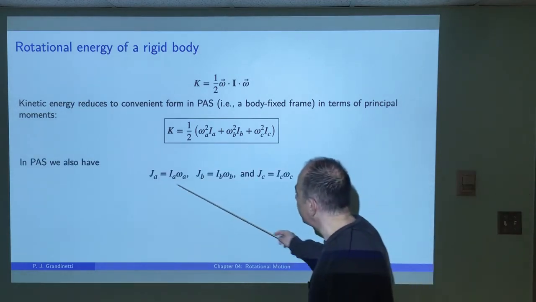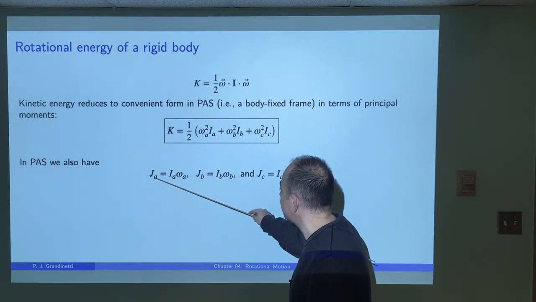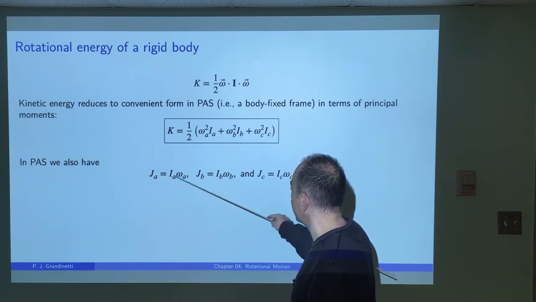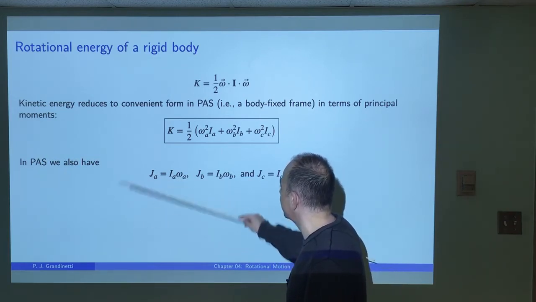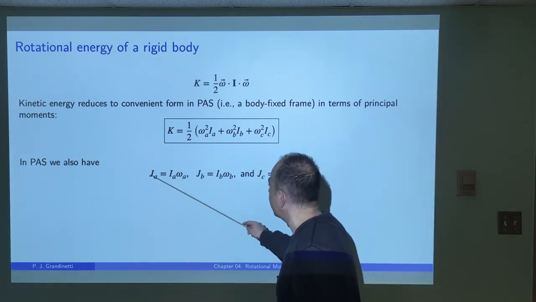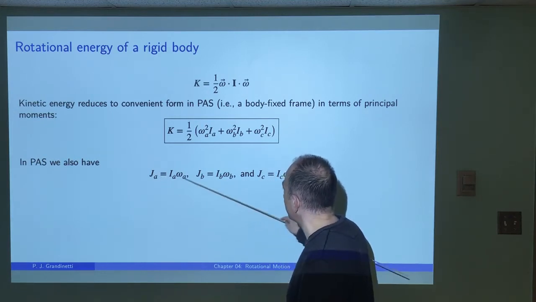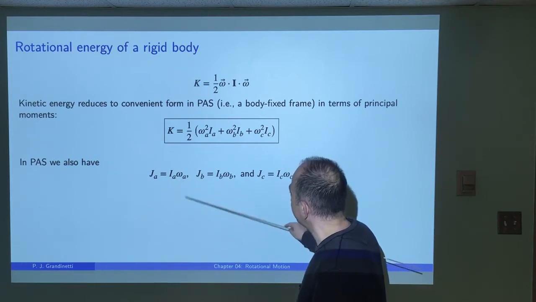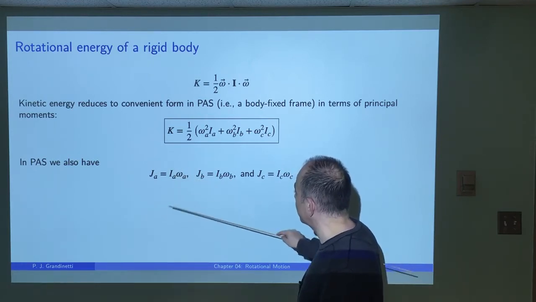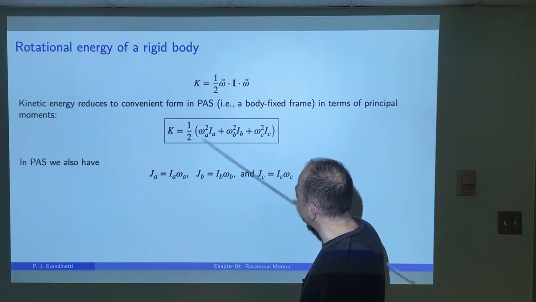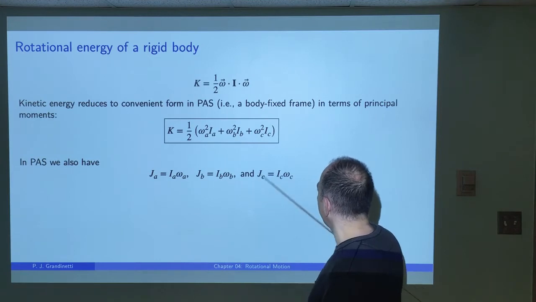Now we also know that in the principal axis system, the angular velocity vector component omega A times the moment of inertia tensor component IA is going to give us the angular momentum vector component JA. So if I take this expression for the angular momentum component JA and I square this, then I have IA squared omega A squared. And if I divide that by IA, then I have that expression there. So I can do the same thing here and I can do the same thing here.